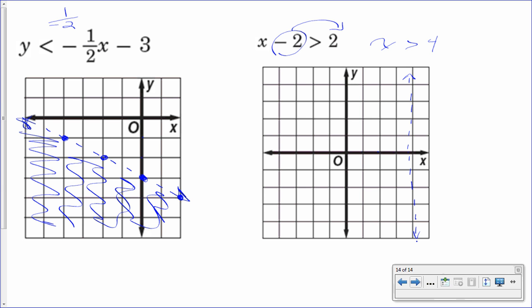Okay, so where would I go here? Well, it's either left or right. What is it? Right. x has to be greater than 4. So the only side of this line that includes those has got to be the right side. Okay?